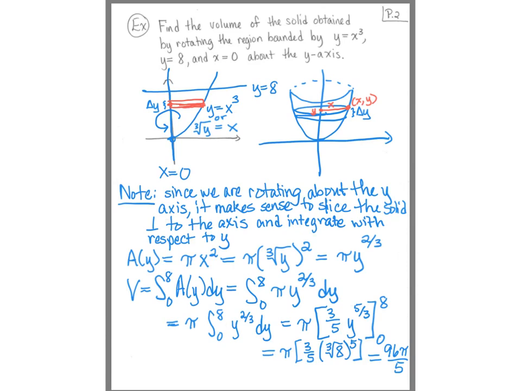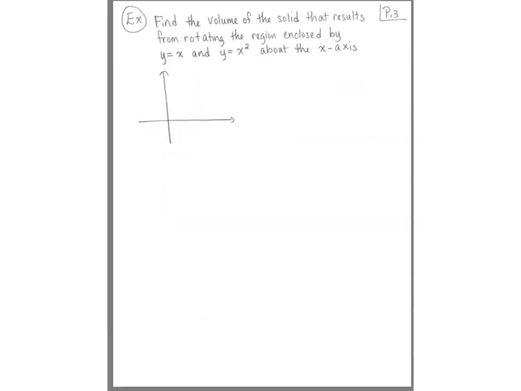Now you can take a minute to review this concept. Next, we're going to find the volume of the solid that results from rotating the region enclosed by y equals x and y equals x squared about the x-axis. So you have your x-axis, your y-axis. Again, this is y equals x, and this is y equals x squared. It hasn't changed.